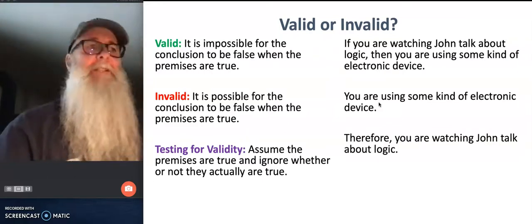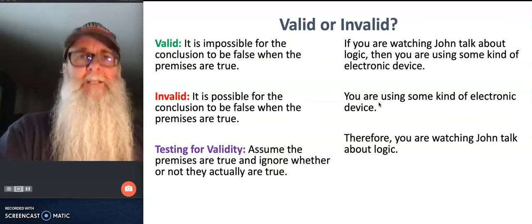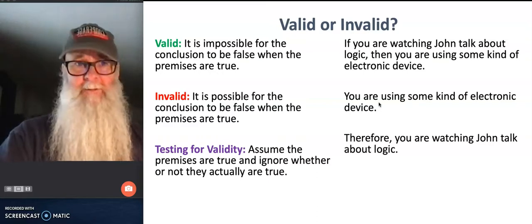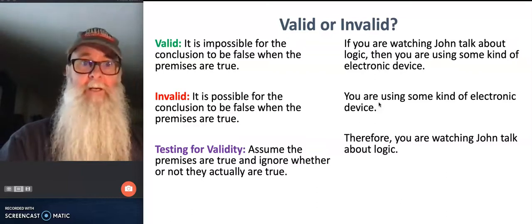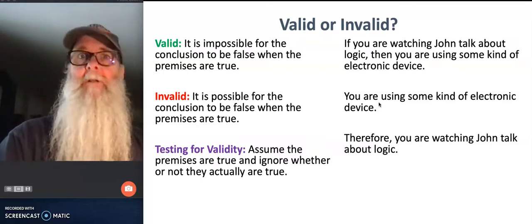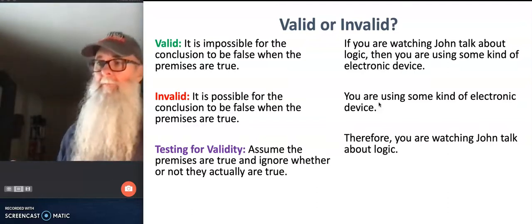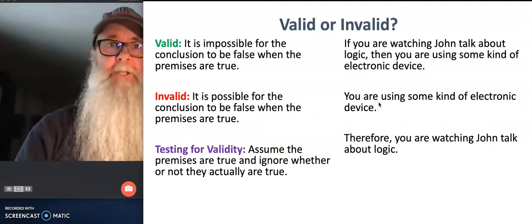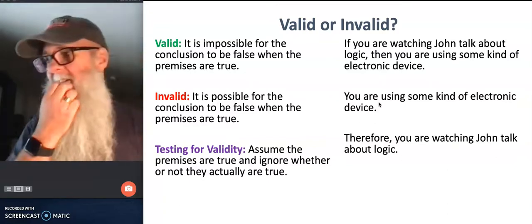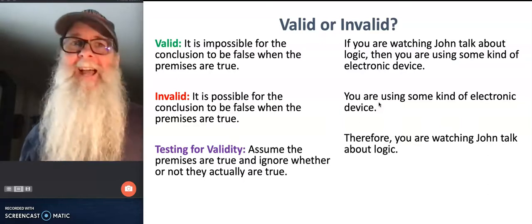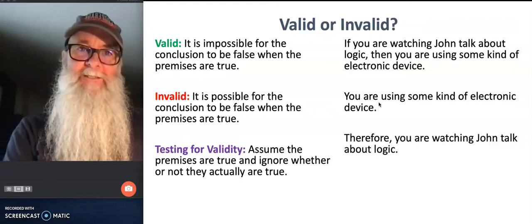Okay? So yes, let's just assume it's true that if you're watching John talk about logic, you're using some kind of electronic device, and let's assume that the second premise is also true. You're using some kind of electronic device. How could it be false therefore, that you're watching John talk about logic? How could that conclusion not follow from those premises if the premises are true? And we say, well, maybe it is true that if I were watching John talk about logic, I'd be using some kind of electronic device. And maybe it's true I'm using some sort of electronic device. But I'm watching YouTube videos about cats right now. Therefore, the conclusion doesn't necessarily follow.